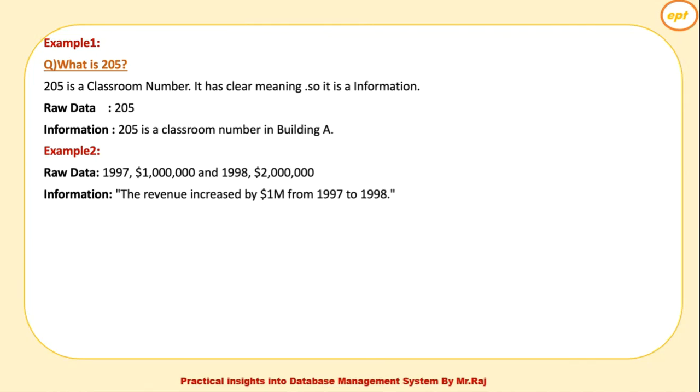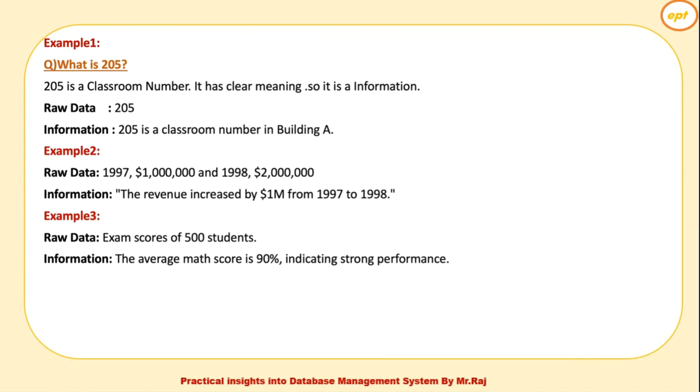I hope you are understanding what I am saying here. Now let's move ahead and understand one more example, one more raw data. I am saying simply exam scores of 500 students. Okay, but if I say, average math score is 90%, indicating strong performance, it has a clear meaning.